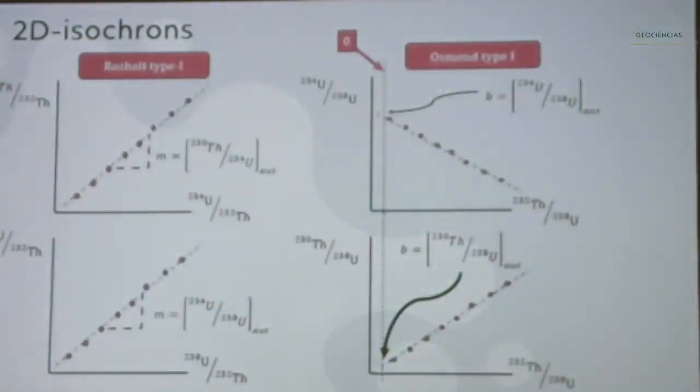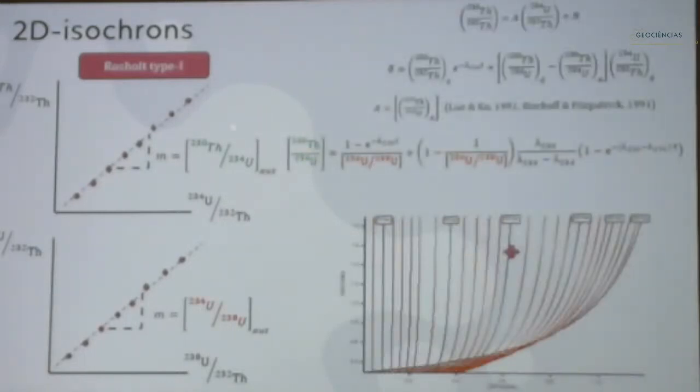And then the Osmond type, we can do it the same way. In the spreadsheet in the files that I sent you, there's a spreadsheet that has the same data, ready to be plotted in either Rosholt or Osmond isochrons. In Osmond isochrons, from the intersection at zero, we can get the isotopic composition of the authigenic phase. For example, from these 2D isochrons, we can get the isotopic composition 230/234 against 234/230, and using this equation or this graphic, we can calculate the age.